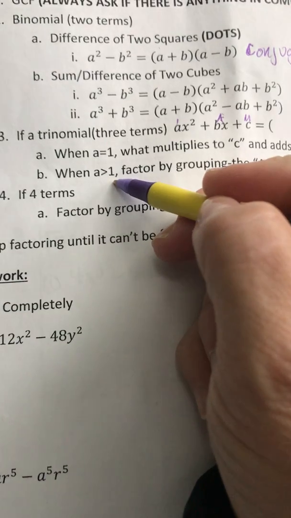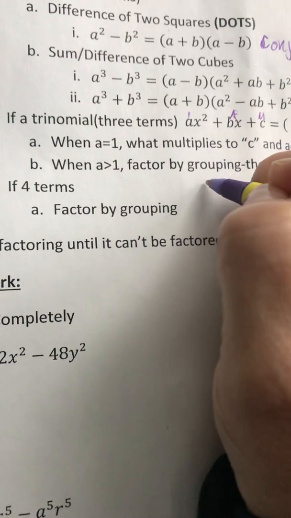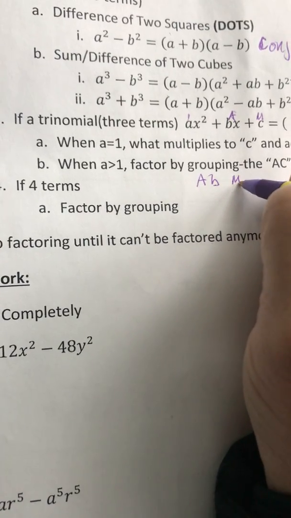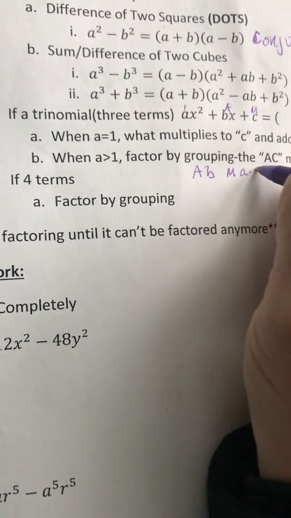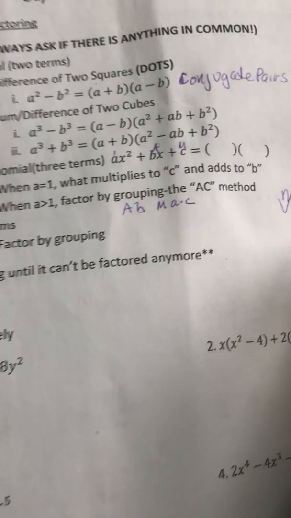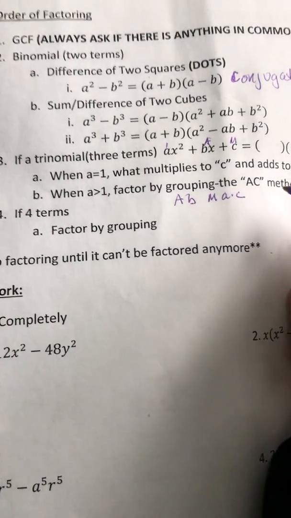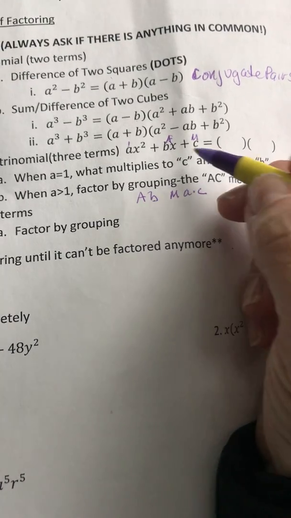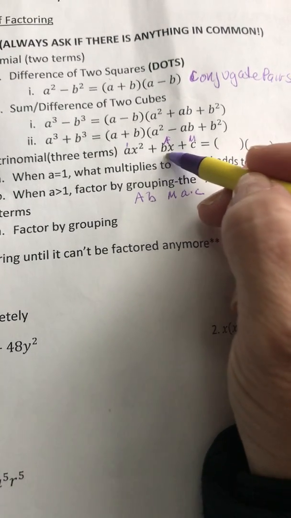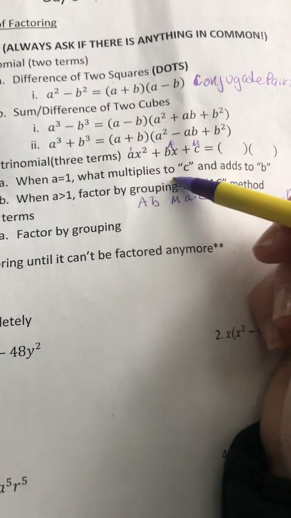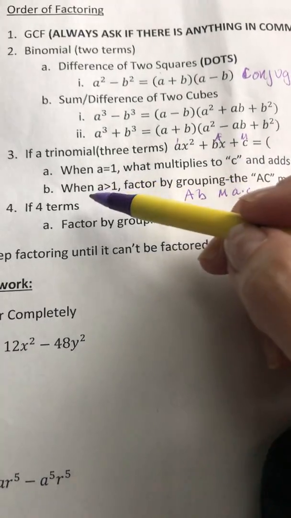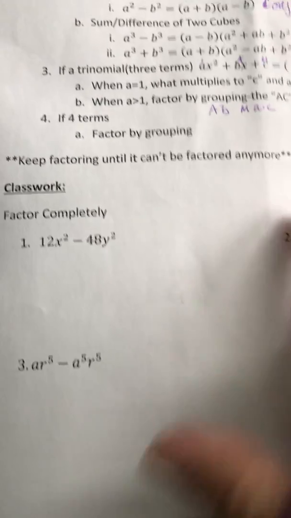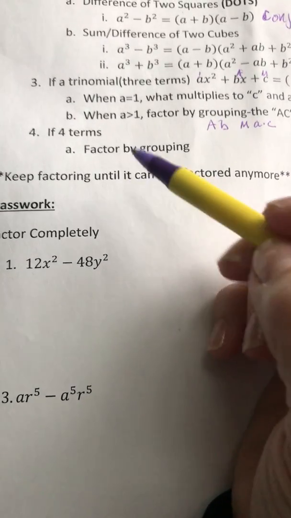If a is greater than 1, then you're going to find what adds to b, but what multiplies to a times c. And what you'll need to do is split that middle term into 2, so you'd wind up with 4 terms, and then you would follow by factor by grouping. So go back to your notes if you need help with those.